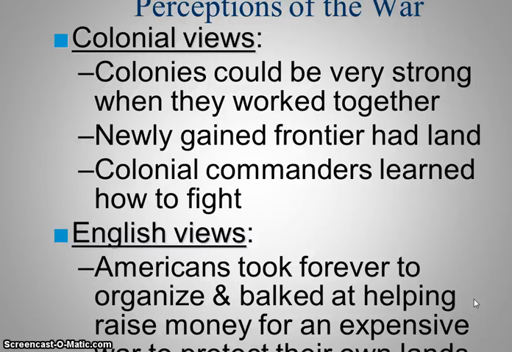The English viewed the Americans as lazy, thought it had taken forever to fight, and felt they balked at helping to raise money to protect their own lands, and so that created some resentment in England of the colonies.